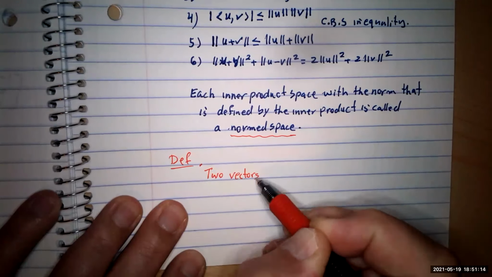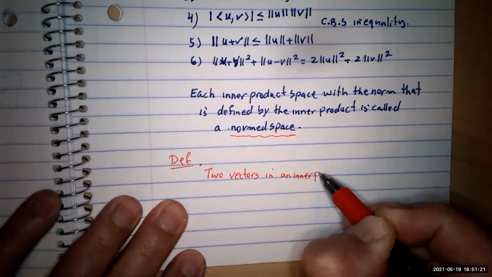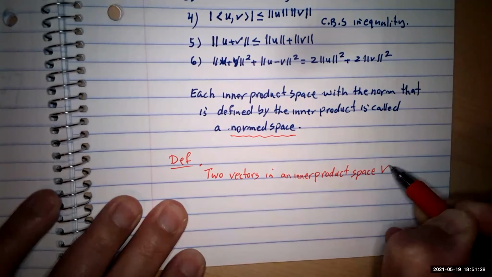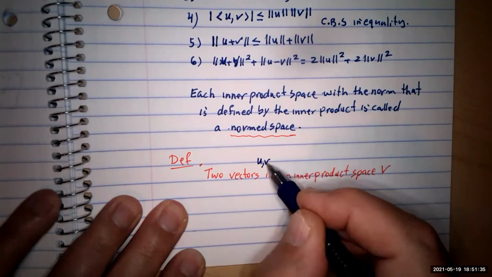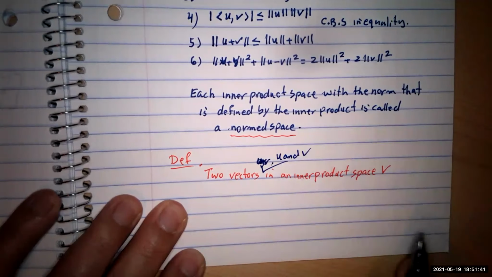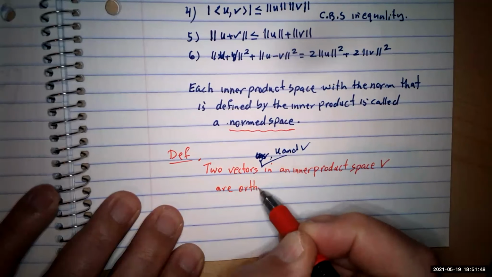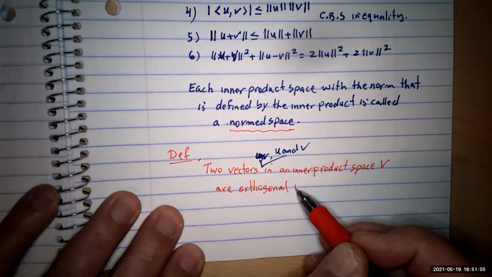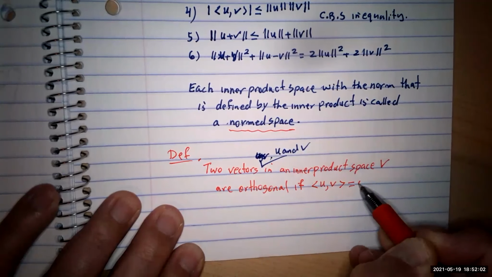It's the same as before. Two vectors in an inner product space V. Let's say two vectors U and V. Two vectors U and V in the inner product space are going to be orthogonal or perpendicular if the inner product is going to be equal to zero. You see, U dot V is equal to zero.